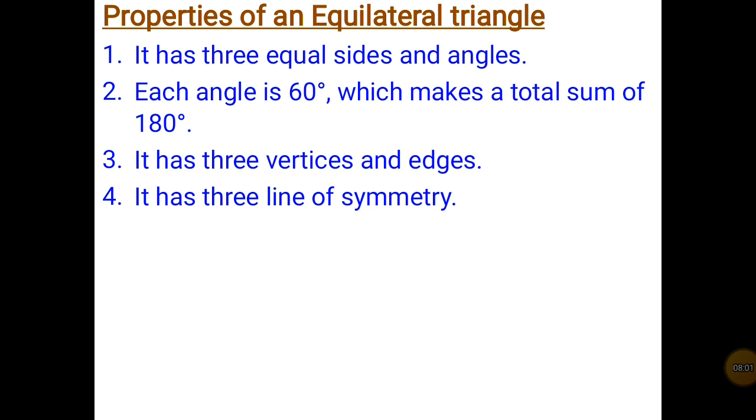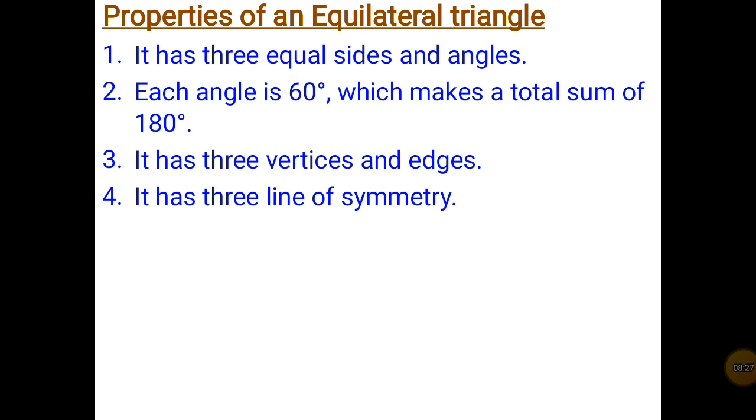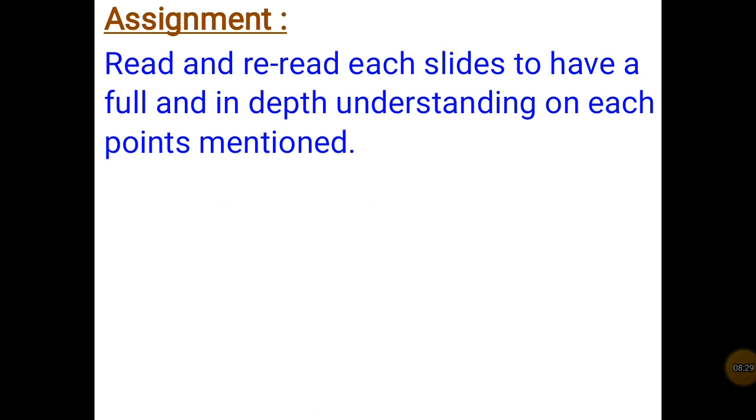Now, number 4, it has three lines of symmetry. So it is only the equilateral triangle that has three lines of symmetry. Remember, a scalene triangle has no line of symmetry, while isosceles has just one line of symmetry, and an equilateral triangle has three lines of symmetry because all its sides and angles are equal. So you can fold it into a mini equilateral triangle. So that is it on this lesson.